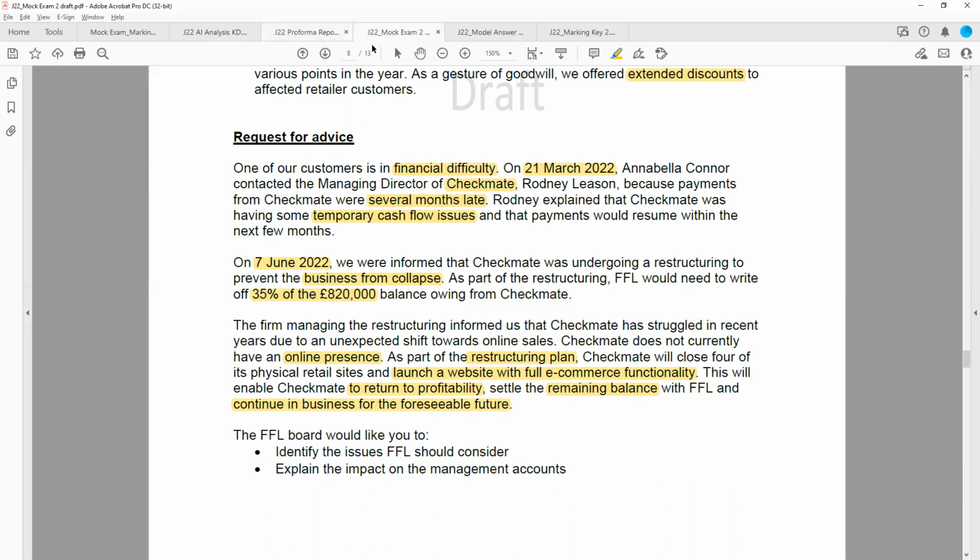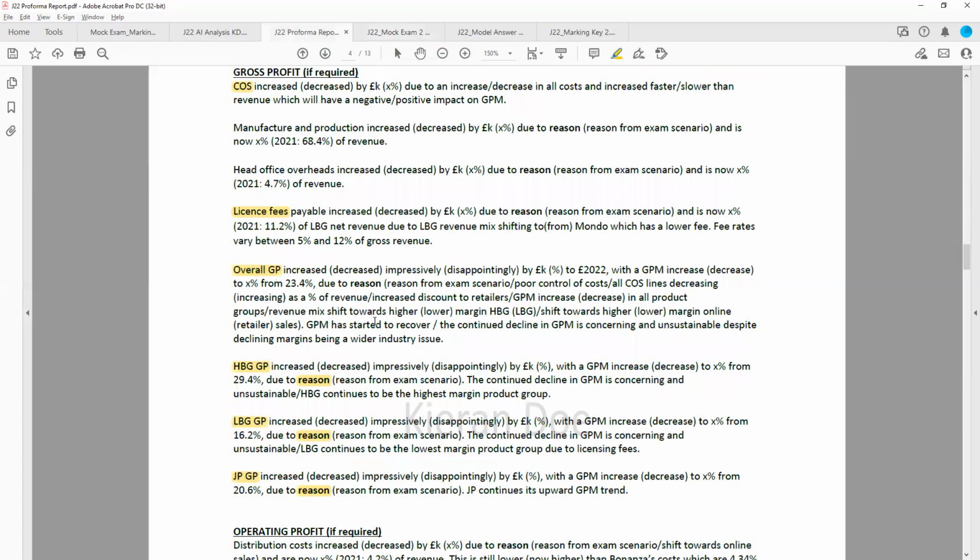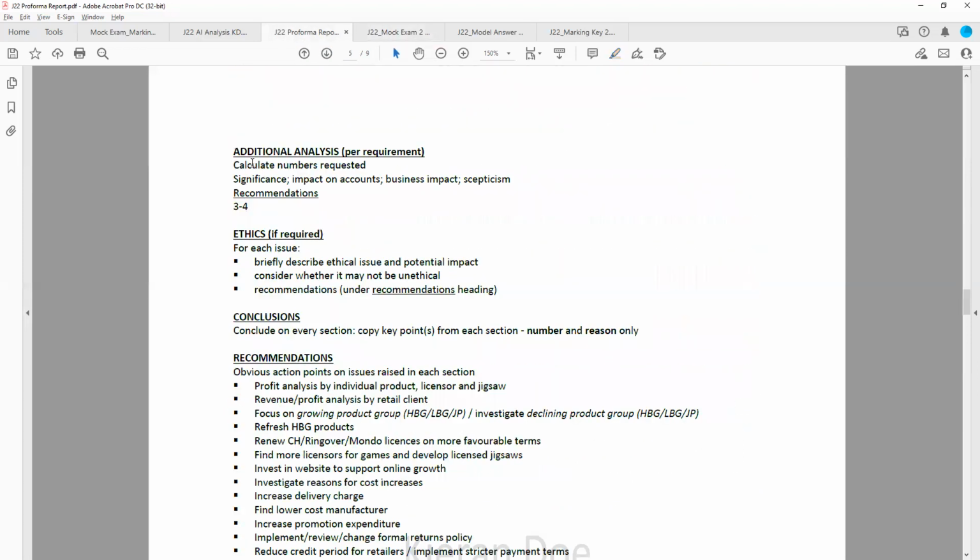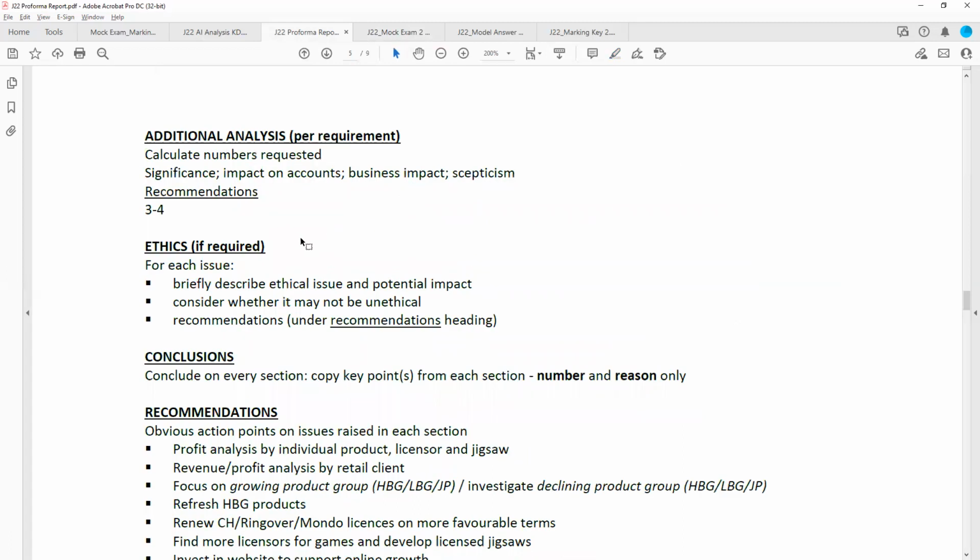These issues can be quite different depending on exactly what's come up. Good things to do would be to calculate any numbers that you've been asked for, of course. So you could perhaps focus on the impacts on the accounts first of all, but also have some narrative points. How significant is it? Even if you aren't specifically asked, think about the impact on the accounts. What's the overall impact on the business? Could you be skeptical of some of the information?